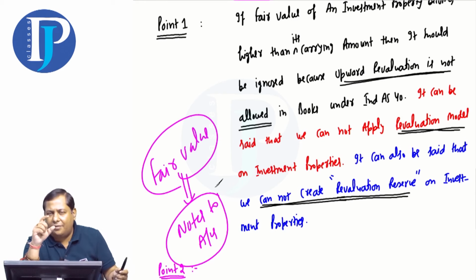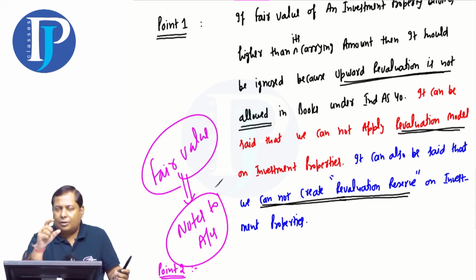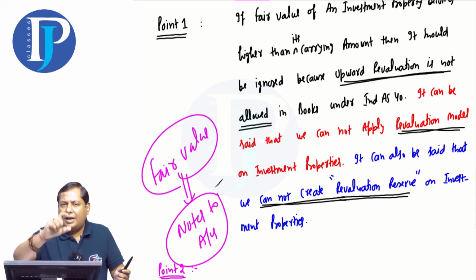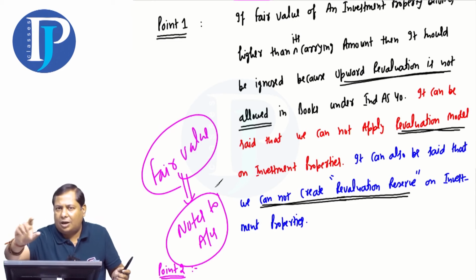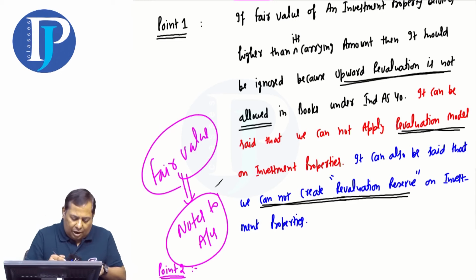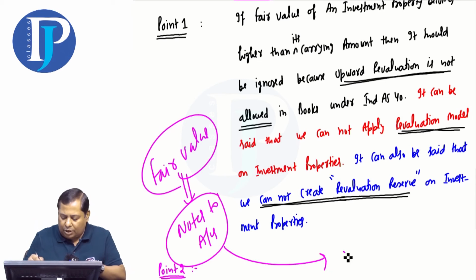So if the fair value of the property is higher, then its appreciation cannot be recorded in the books. Since the revaluation model is not allowed, no problem. You can show this fair value in the notes to the accounts. Clear?